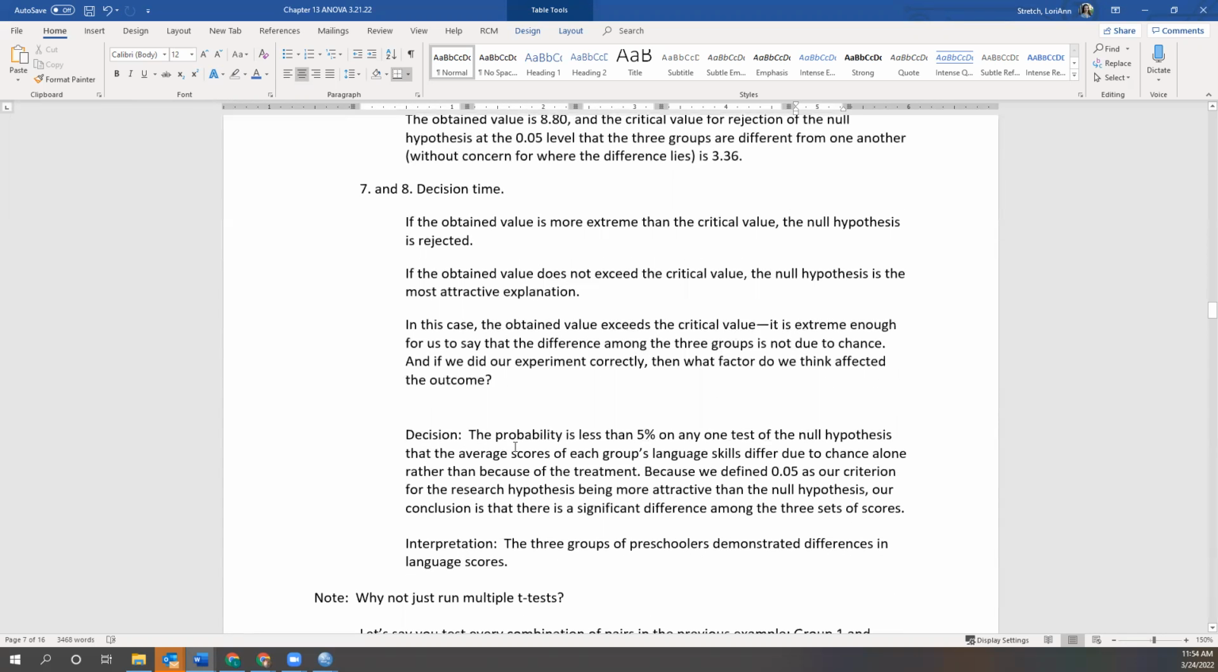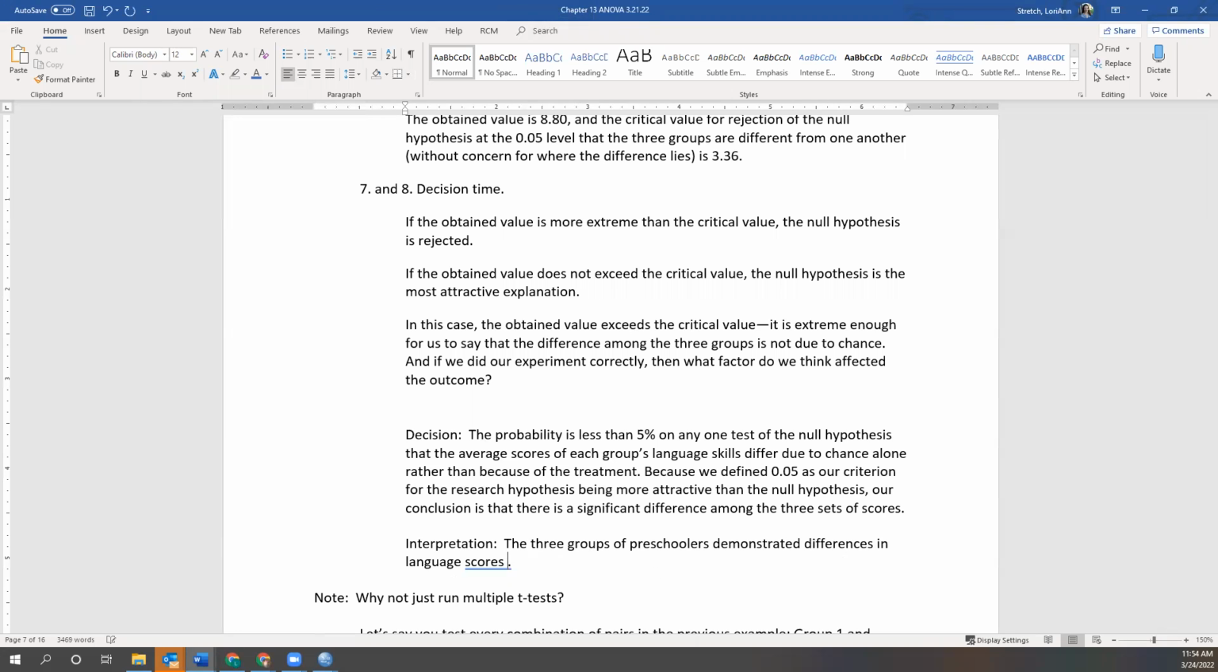And then I'm going to make a decision. There's less than a 5% chance that the average scores of each group differ due to chance alone, but rather because of the treatment or the time in preschool. So therefore, the 3 groups of preschoolers demonstrated differences in language scores.